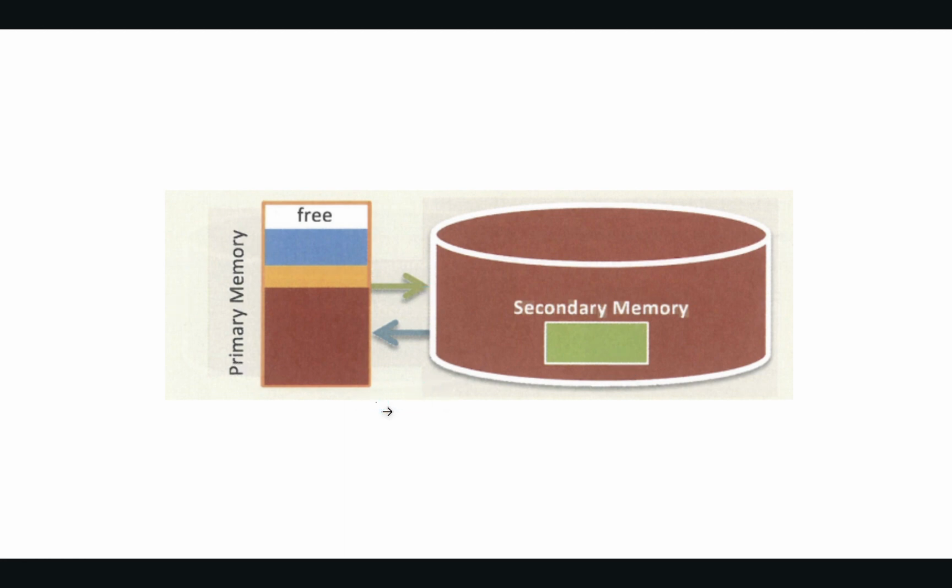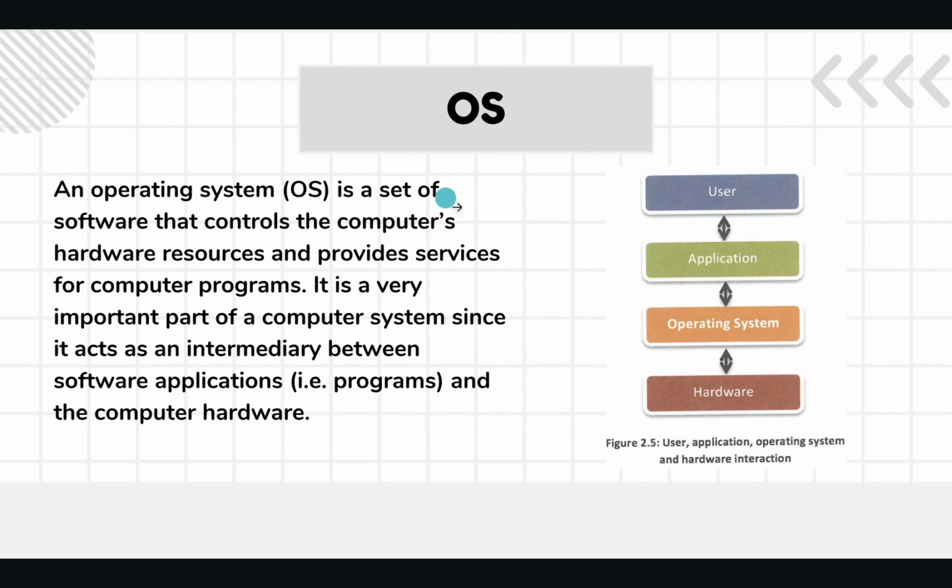So basically, virtual memory is the secondary memory that is used as if it were primary memory. Now let's talk about the OS. What is it? OS is an operating system, and it is a set of software that controls the computer's hardware resources and provides services for computer programs.